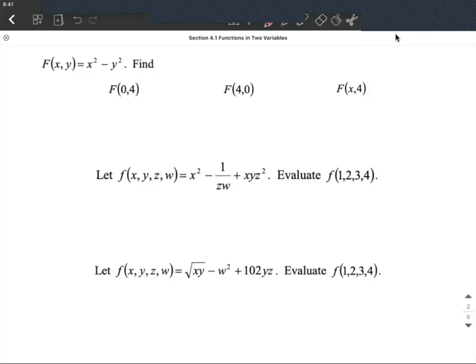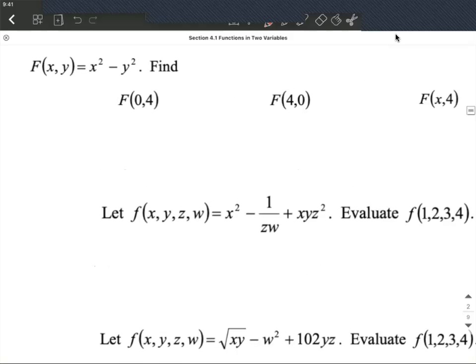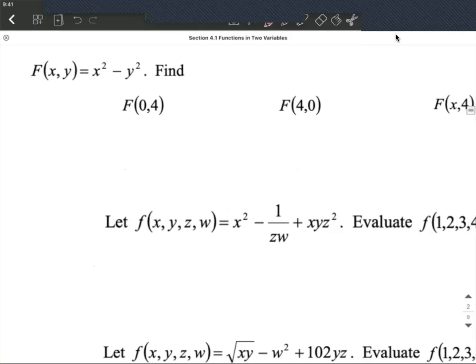Okay, let's evaluate some functions that are defined in multiple variables. So on the first one, we have f of x, y is x squared minus y squared. We want to evaluate, first of all, f of 0, 4.